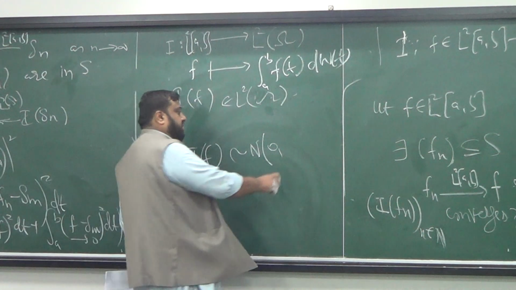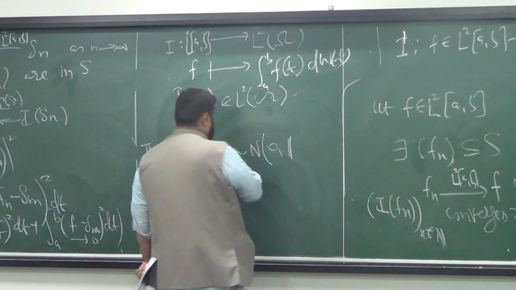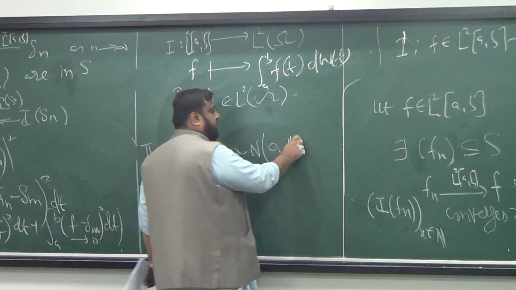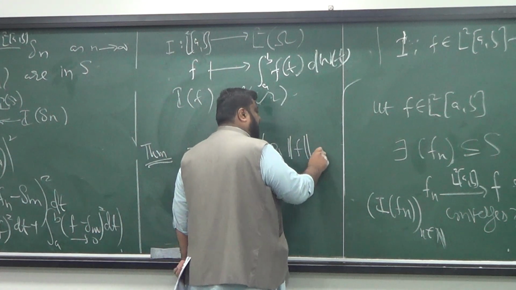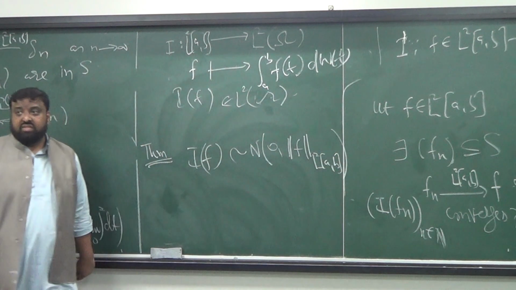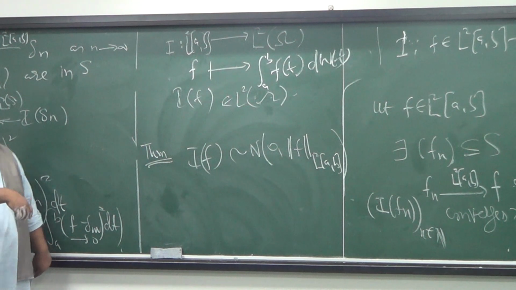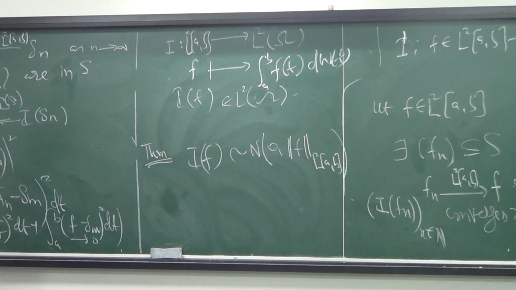The variance of this is going to be, if you are taking f, the L2(A,B) norm of f squared, as you've seen there. We already have seen that.